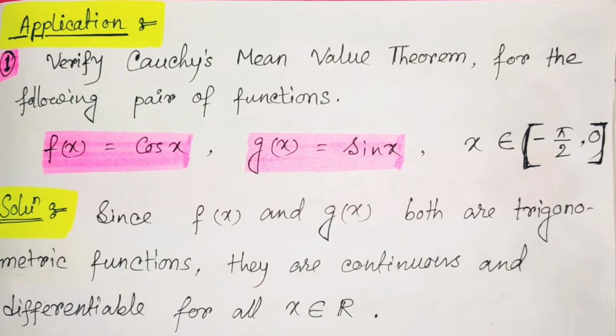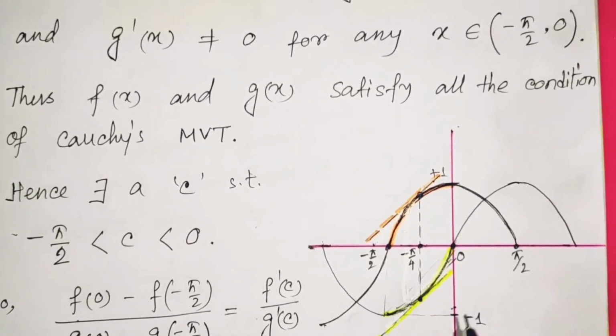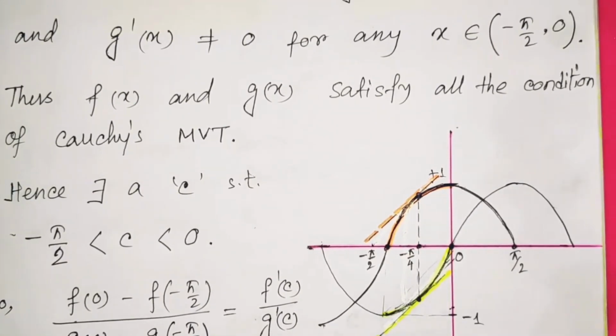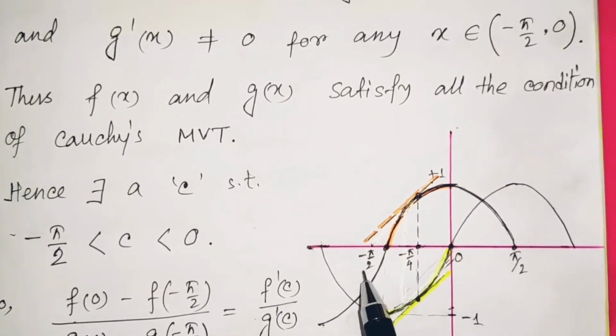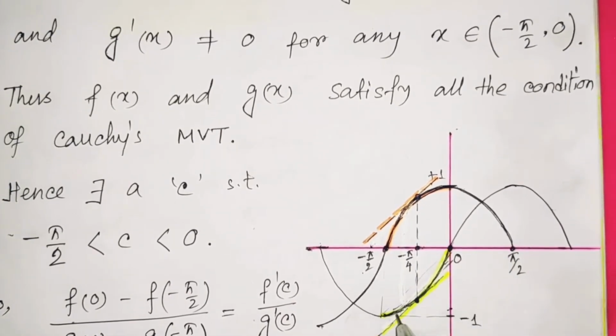First of all, these two are very well known functions to us. So let us take the curve of this one. This is our sine curve and this is our cos curve. So within the range minus pi by 2 to 0, the actual feasible curves are this one and this one.